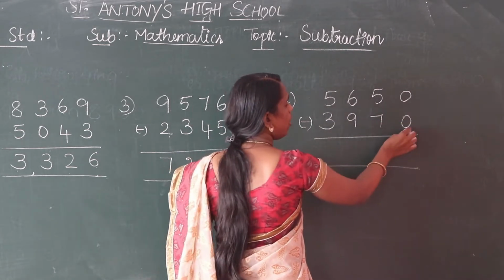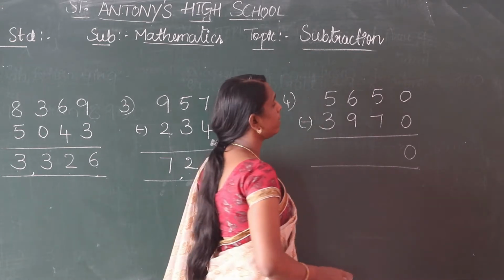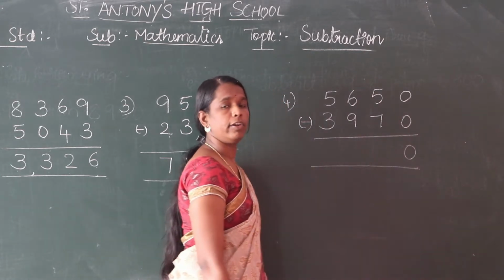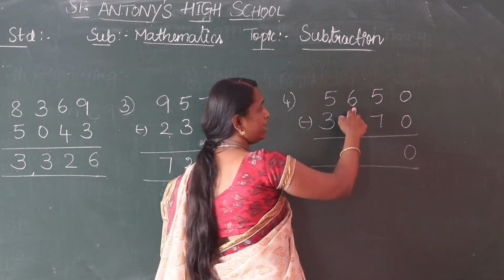0 minus 0, how much children? 0. 0 minus 0, 0. 5 minus 7, it is not possible. What we have to do? Take borrow from the 100 place.